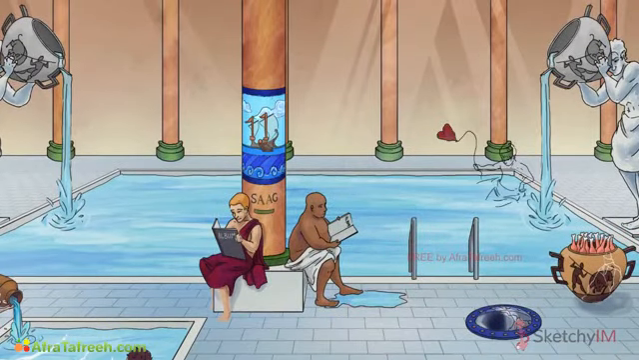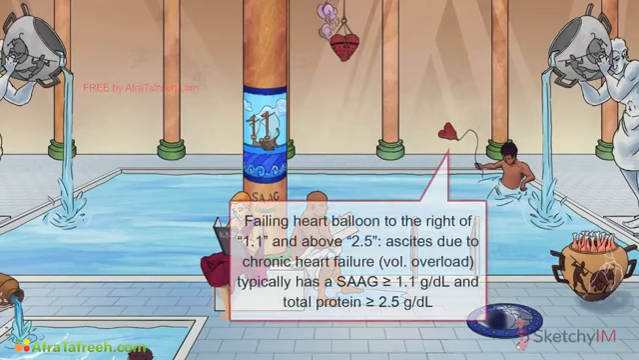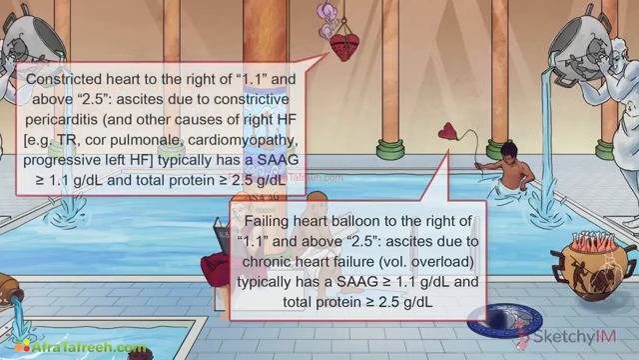Up in the bath, we've got ascites from cardiac etiologies. The floppy heart balloon represents chronic heart failure, while the heart tied to the ceiling depicts constrictive pericarditis. Because it's tied up and constricted.